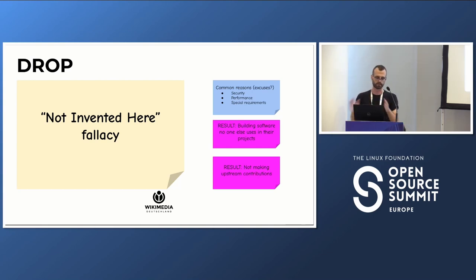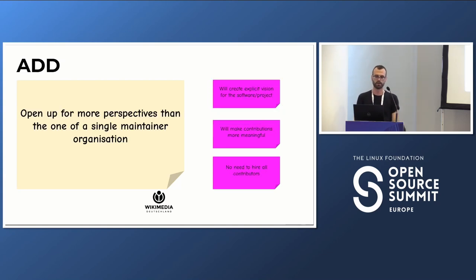And while, again, this is oftentimes justified, what it also results in is that we build software that no one else uses in their project. So we basically build maybe the best software in the world, but it is just for us. And also, we are not making many upstream contributions, because we don't base our work on someone else's work, so there is no upstream to contribute to.